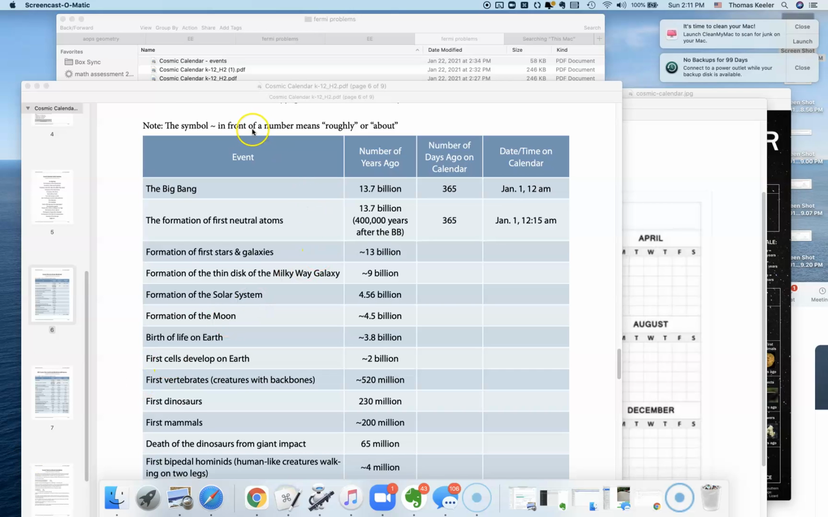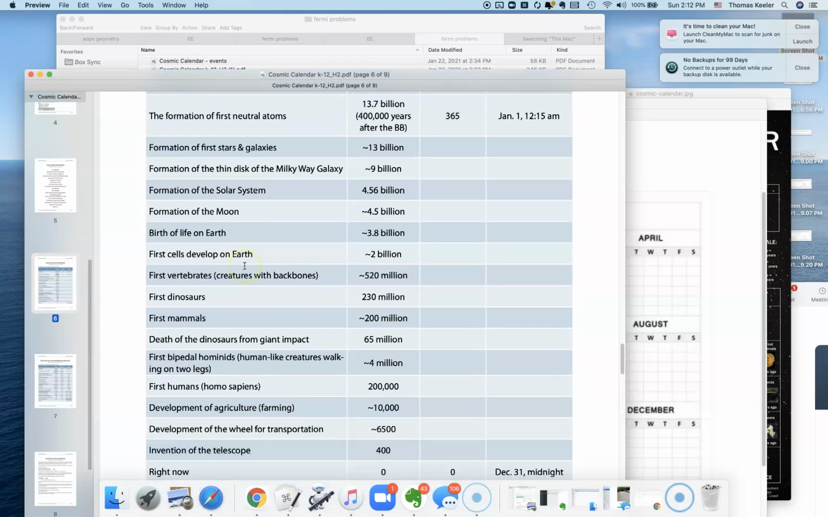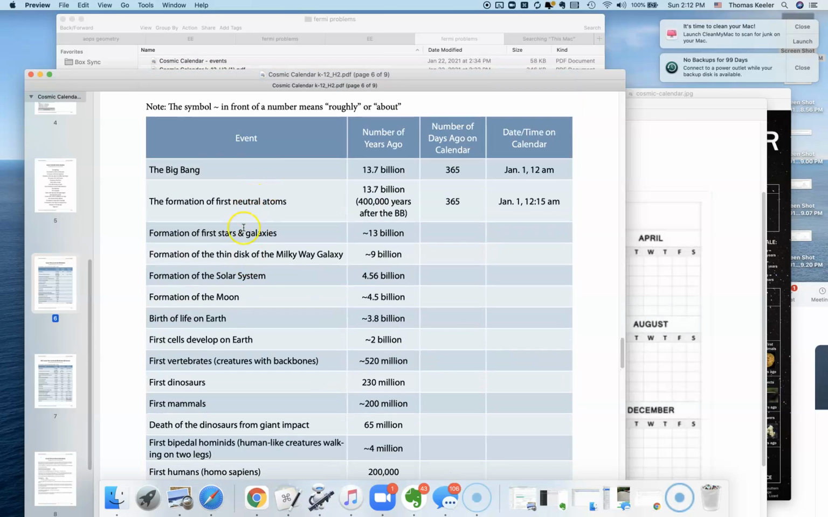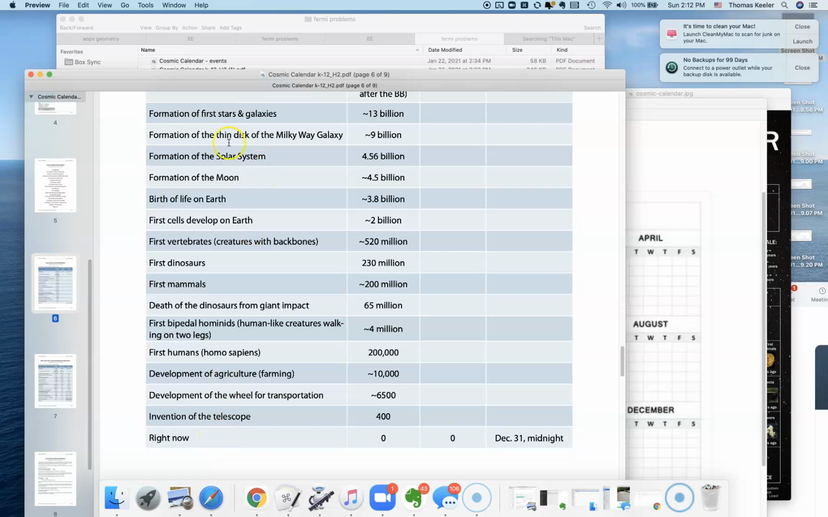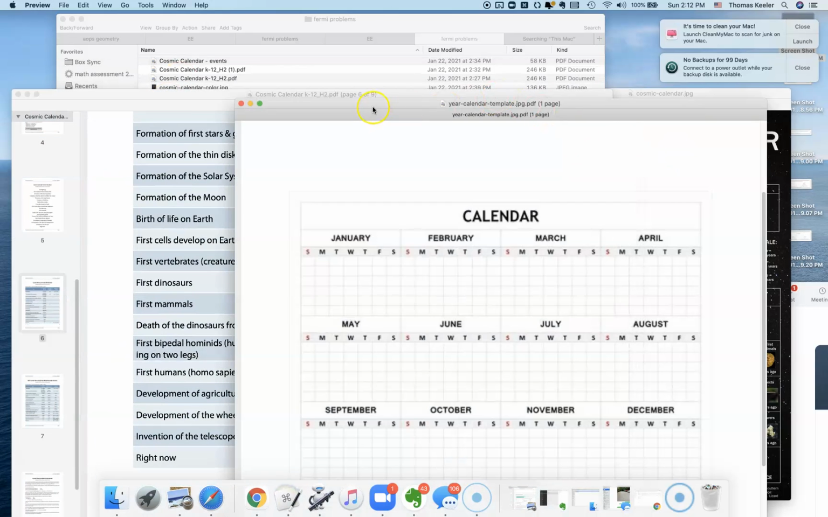Okay, so the idea for this week's Fermi problem is to try and put these very important events in the course of the history of the universe. So we have them in order: Big Bang, formation of neutral atoms, first stars and galaxies. And so we know the first event in what we know of history, and we know right now. So we know the first and last. And the idea is that we try and put it on a calendar.